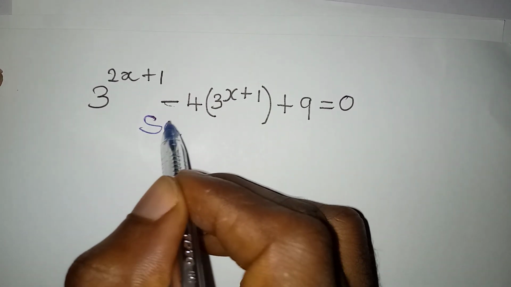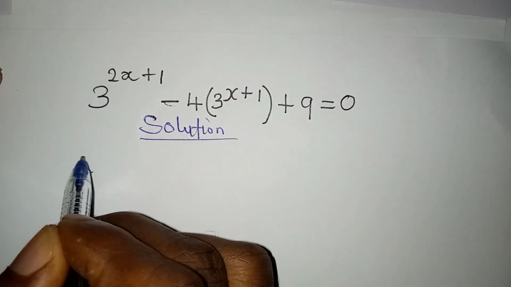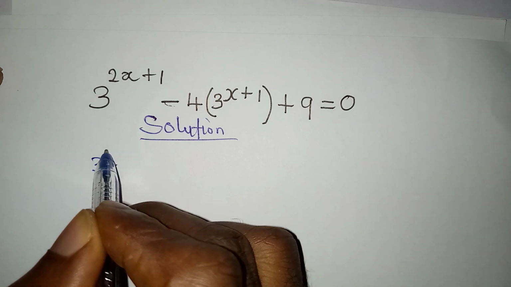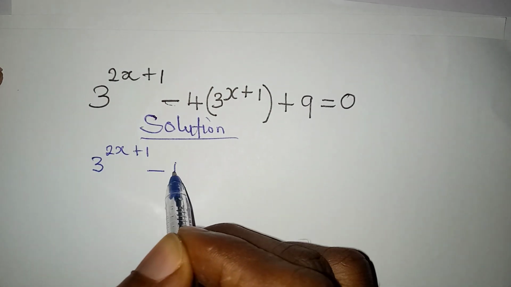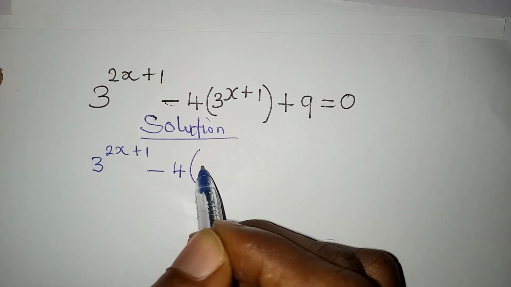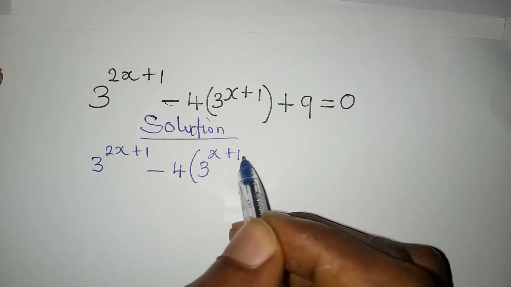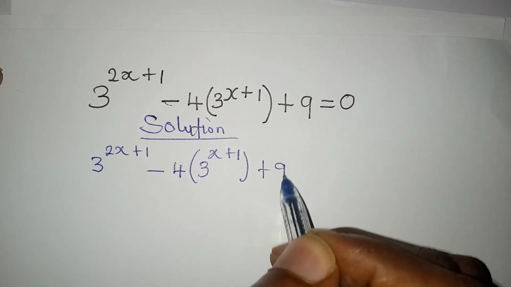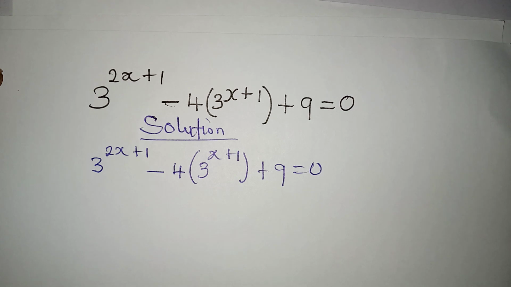Let's solve this problem. Solution: we have 3 to the power of 2x plus 1, minus 4 into 3 to the power of x plus 1, plus 9 equals 0. Now this is very simple. It's a simple exponential equation.